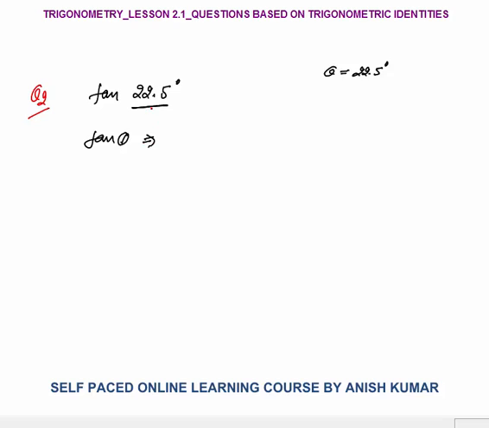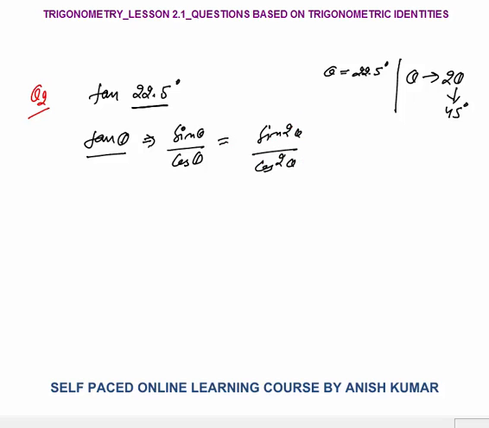So I will convert this question into the form of 2 theta. Because theta is 22.5, 2 theta would be 45 degrees, whose value I know for each and every trigonometric function. So tan theta, you know, is equal to sin theta over cos theta. This is what I need to find. Now can I say this can be written as the square root of (sin square theta upon cos square theta)? Same thing, if you take the square root, it will be sin theta by cos theta.